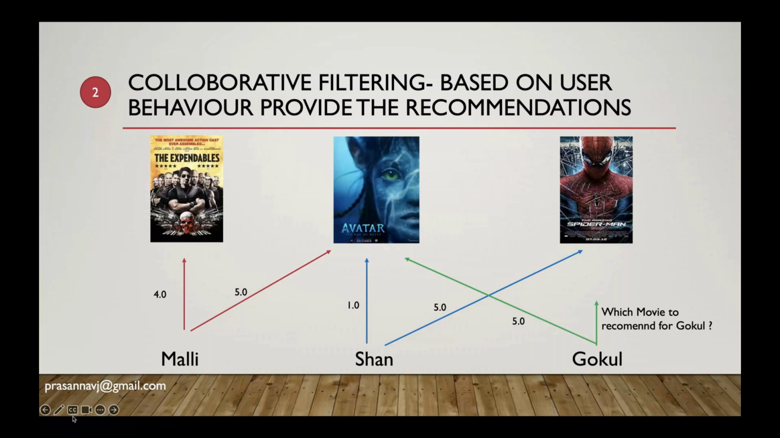Now if I need to decide what movie to provide when Gokul logs in, because both of them have rated 5, I can take the details and identify a group of people based on their interest. In this case, I can group Malli and Gokul together because they both rated Avatar 5, so their interests are somewhat similar. Because Malli has given 4.0 for Expendables, I can recommend the same, Expendables, to Gokul next time.